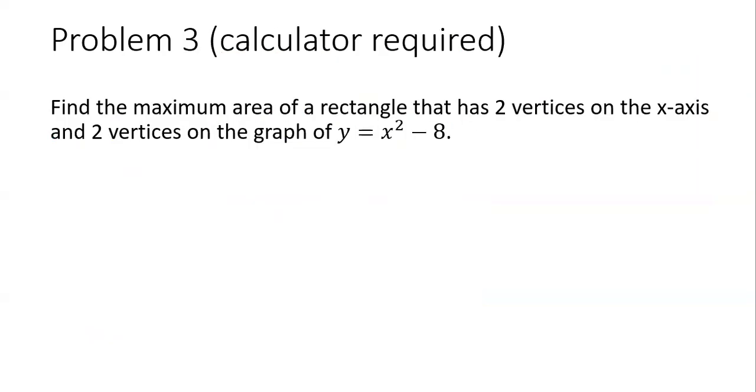Problem 3. Find the maximum area of a rectangle that has 2 vertices on the x-axis and 2 vertices on the graph y equals x squared minus 8. All right, so go ahead and try this one.